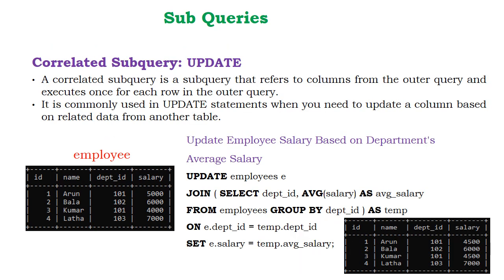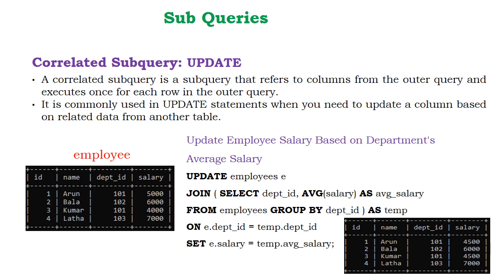Next, correlated subquery with update. A correlated subquery is a subquery that refers to a column from the outer query and executes once for each row in the outer query. It is commonly used in update statements when you need to update a column based on related data from another table. Just consider the employee table. The query is: update employee salary based on department's average salary. Then how to write it here?